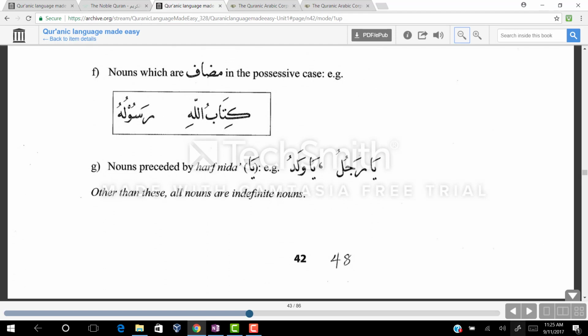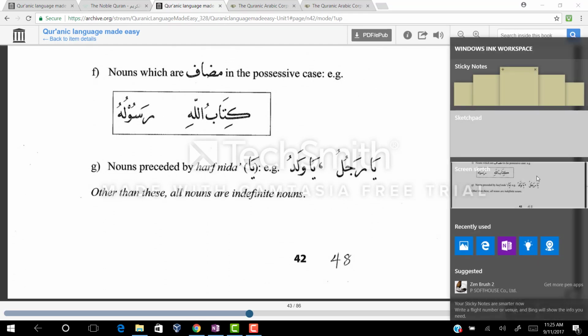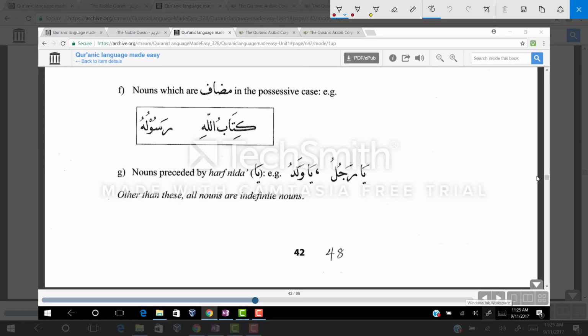And the next one is nouns which are in the mudaf or in the possessive case. You have learned in the previous lesson about mudaf, mudaf ilayhi. What is mudaf, mudaf ilayhi? It's a combination of two nouns, and the first noun is a nakira noun, but without a tanween, and the second noun always ends with a kasra. So here kitabullahi, rasuluhu, and also the combination of noun plus pronoun is also a mudaf, mudaf ilayh.